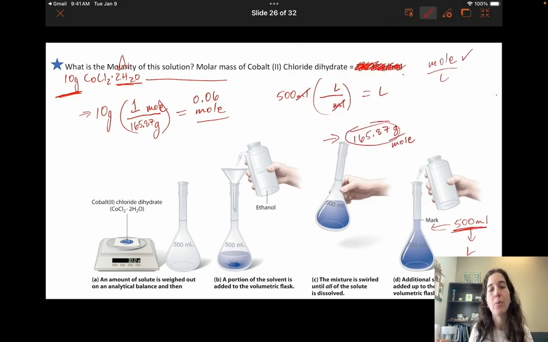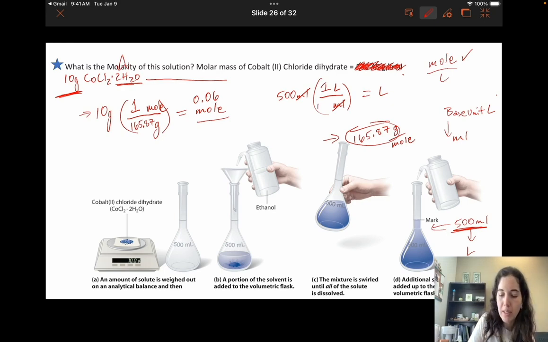Now, in order to figure out which numbers go with the milliliters and the liters, we need to remember our prefixes. We have our base unit, in this case, which is liters, and milliliters is going to be 1,000 times smaller than that. So inside 1 liter are 1,000 itsy-bitsy milliliters. So be careful with where the 1 and the 1,000 go. So 500 divided by 1,000 is going to give us 0.5.